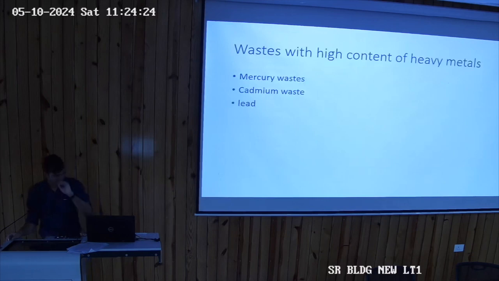Now waste with a high content of heavy metals like mercury waste, cadmium waste and lead. So मर्करी कहाँ यूज होता है हॉस्पिटल में? सबके घर पे है थर्मामीटर? कितने दिन हुए एक मर्करी वाला थर्मामीटर यूज करते हुए? डिजिटल यूज करते हैं नहीं करते आजकल?